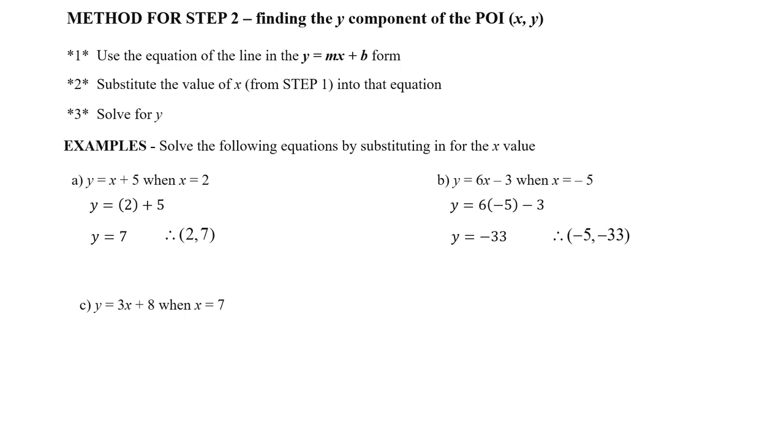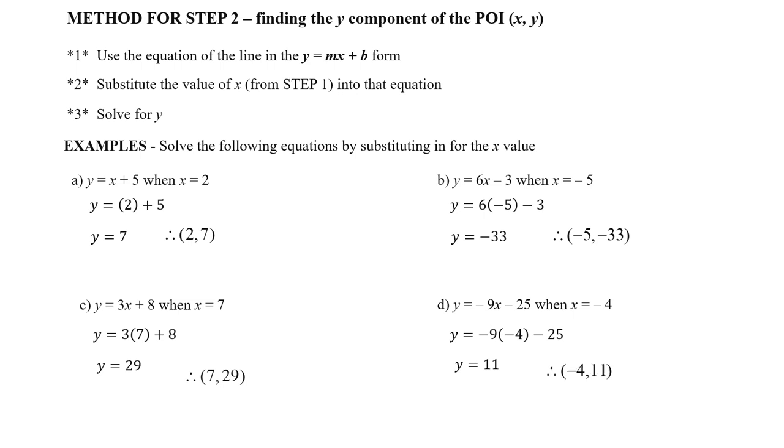Next example, the equation y equals 3x plus 8 when x equals 7. Again, we're simply substituting x with the value 7, giving us a value of 29 for y, and therefore a coordinate of 7, 29. Last example here, y equals negative 9x minus 25 when x equals negative 4. We substitute negative 4 in for x, and we're given a value of 11 for y. Therefore, our coordinate is negative 4, 11.